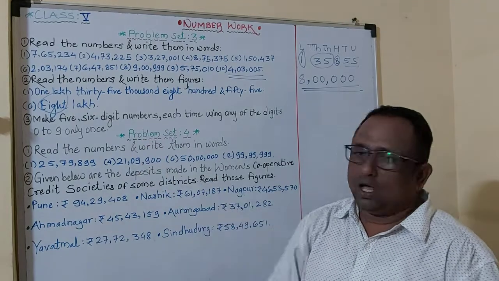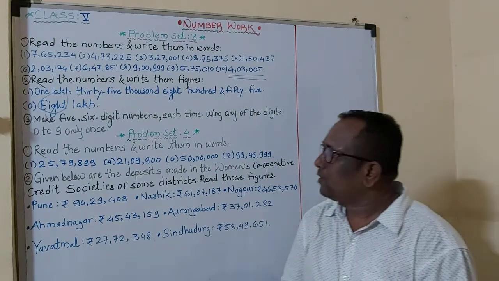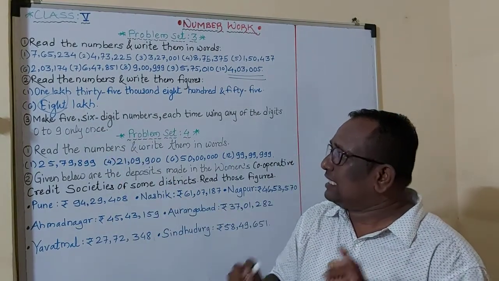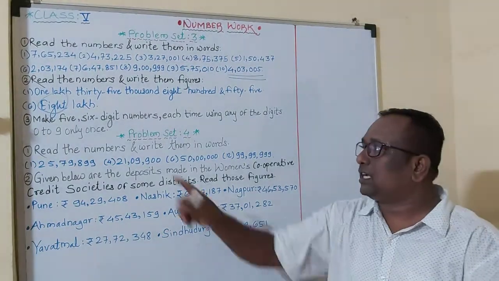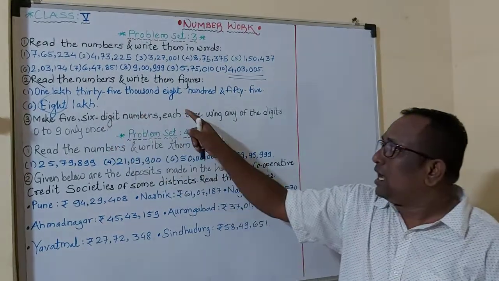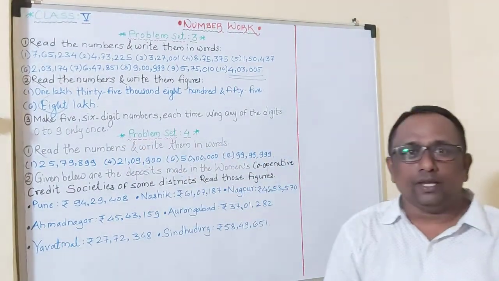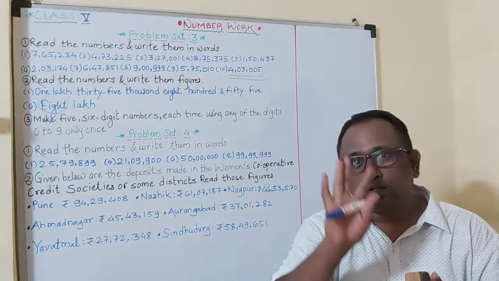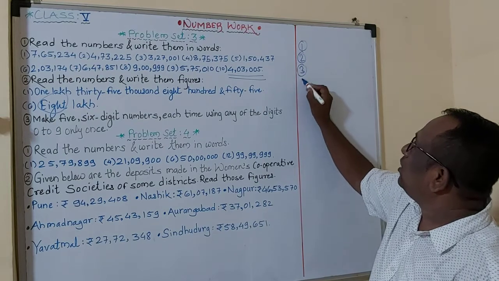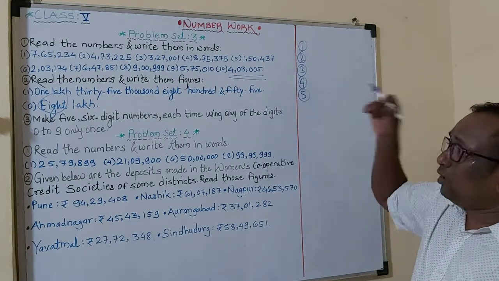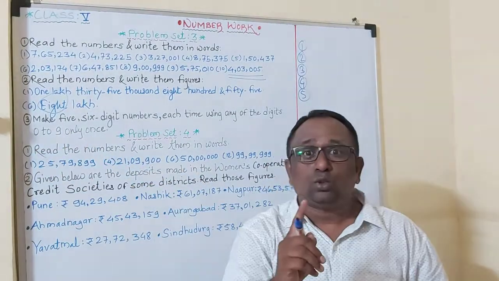Now we'll move to the third question. In the third question, make 5 six-digit numbers. It means you have to make 5 different six-digit numbers. For a six-digit number, up to the lakh place, each time use any of the digits 0 to 9 only once. For example, 5 means how? See here, 1, 2, 3, 4, 5. These 5 six-digit numbers you have to prepare. We have to take the help of 0 to 9, but only once. Don't repeat the digit again.